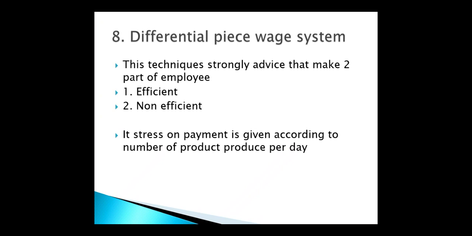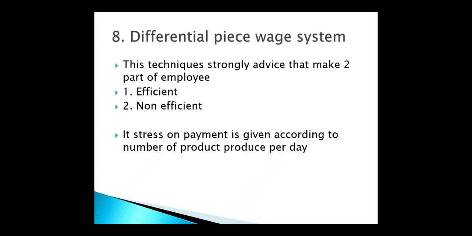Suppose for the production of one product you give 10 rupees. You tell your employees that whatever number of products they produce, that much you will pay. That is the piece wage system. Suppose one employee produces 10 pieces, at 10 rupees per piece, he gets 100 rupees. Another person who produces 20 pieces gets 200 rupees.